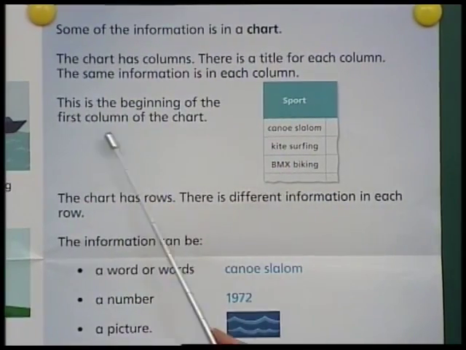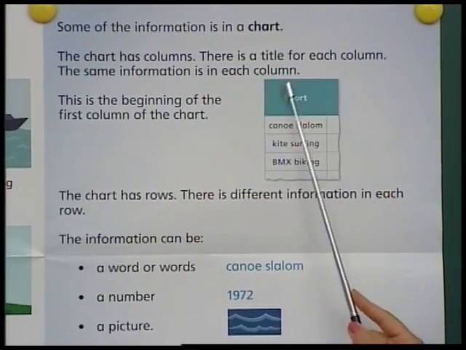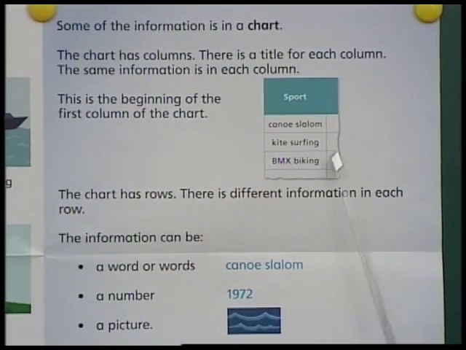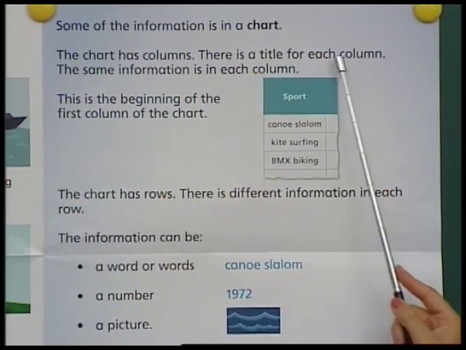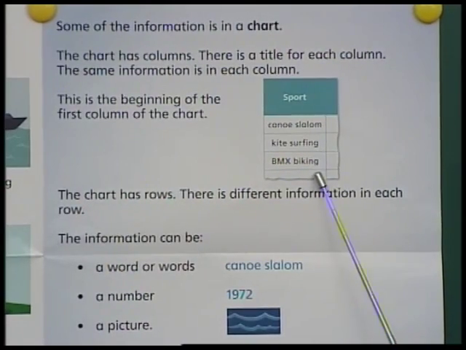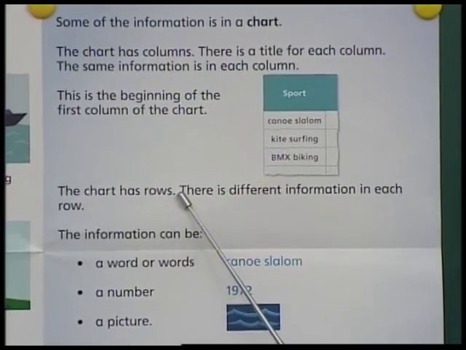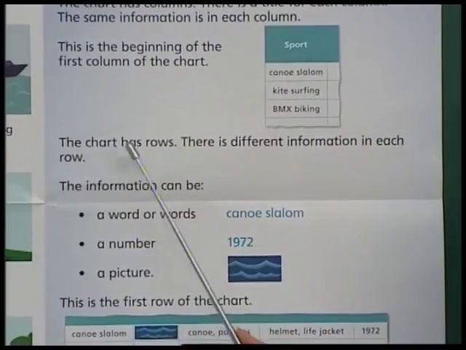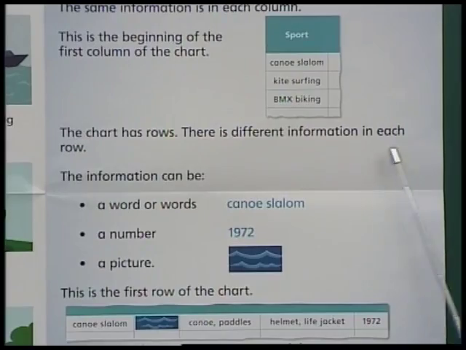There is the beginning of the first column of the chart. So sport, and sport in general. The chart has rows. There is different information in each row.